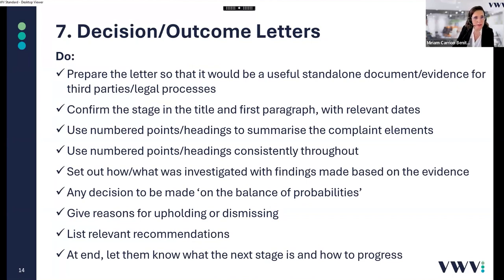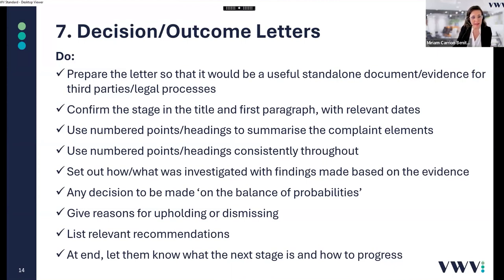Now, in relation to decision and outcome letters, the first point to note is that when your decision maker is drafting a letter, it should be a useful standalone document. So whoever picks it up later down the line should be able to tell what the complaint was about, what was done about it, how it was investigated, who the parties were, and what the decision made was. Sometimes we find that outcome letters are very, very brief and they simply say, we've considered your complaint, we uphold it or reject it.